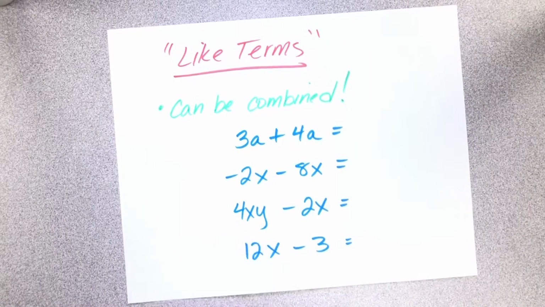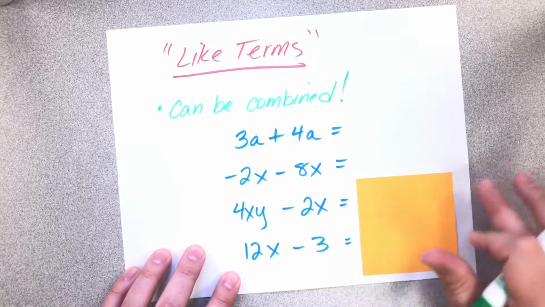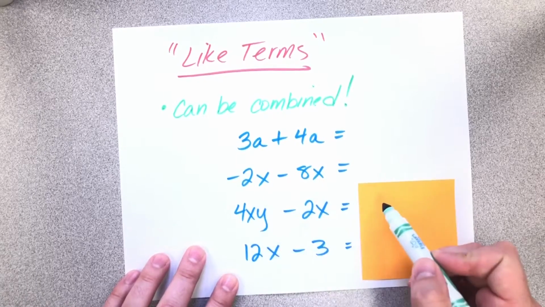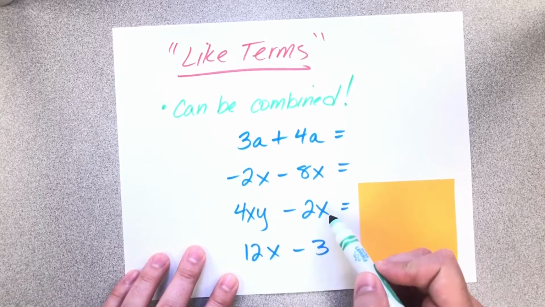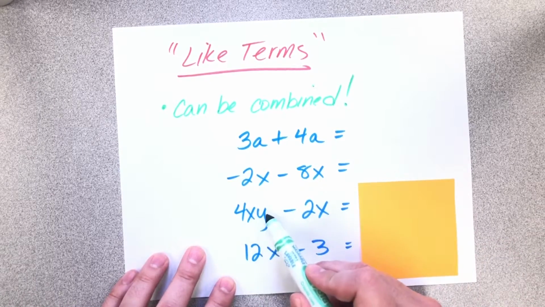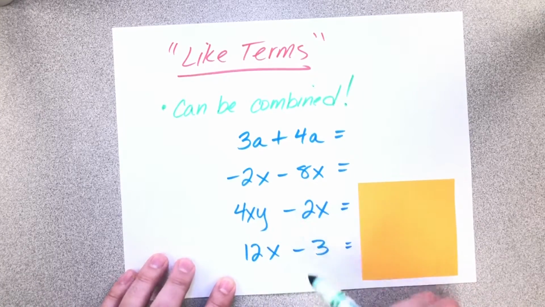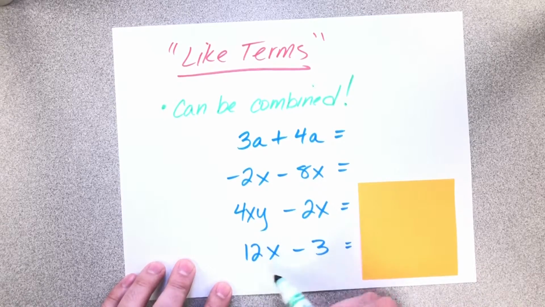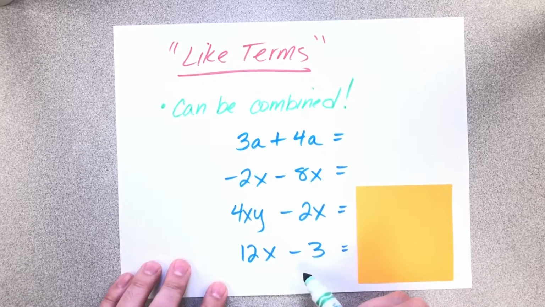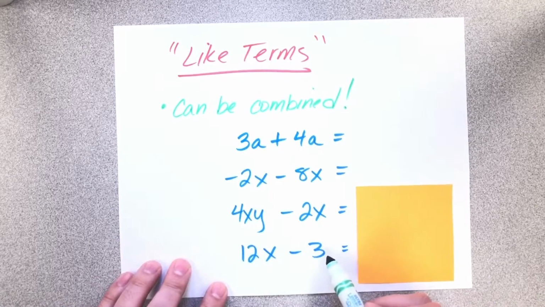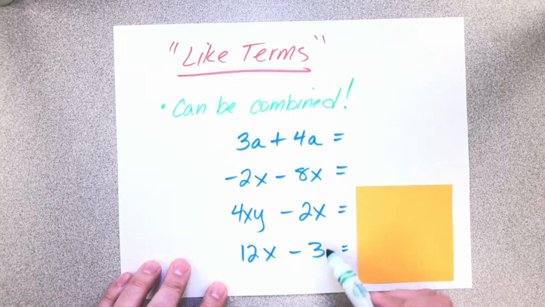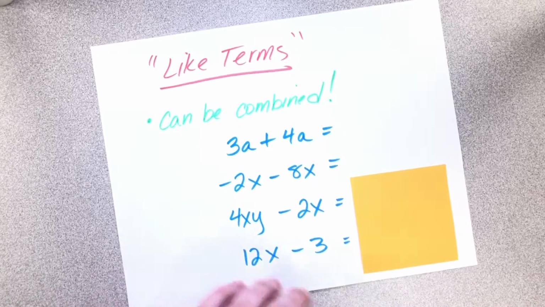Now take a look at 4xy minus 2x. These cannot be combined because they are not like terms. This has an xy in it, this just has an x. So you'll just leave them written as is. You cannot combine those. Same situation here with the 12x minus 3. It's tempting to put 9x, but you cannot combine those two because each term is different. They are not like terms. This is a number or a constant, and this one has a variable with it.